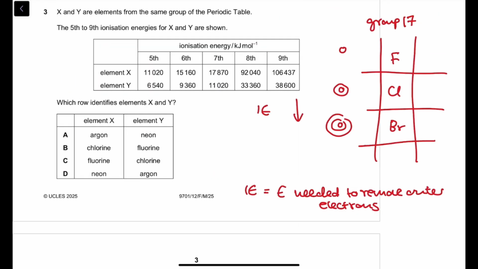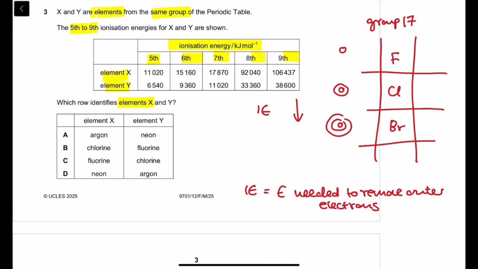Question number 3. X and Y are elements from the same group of the periodic table. The 5th to 9th ionization energies for X and Y are shown below. Which row identifies the elements? They've given us a table, and they've given us options, of course. If we take a look, we have our ionization energy up here of 5th, 6th, 7th, 8th, and 9th, and our elements X and Y on the side here.